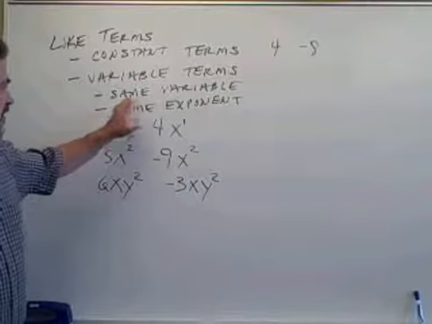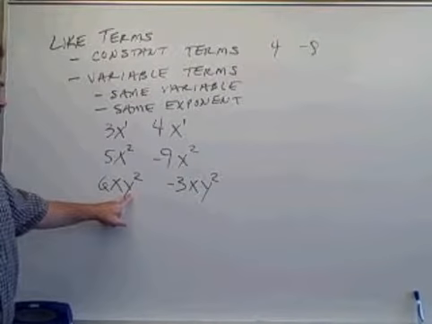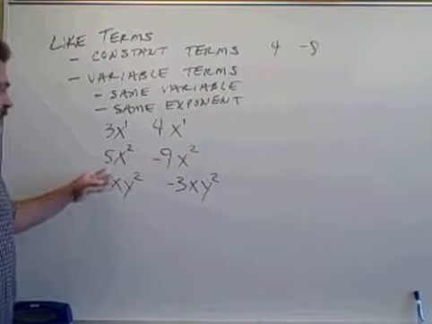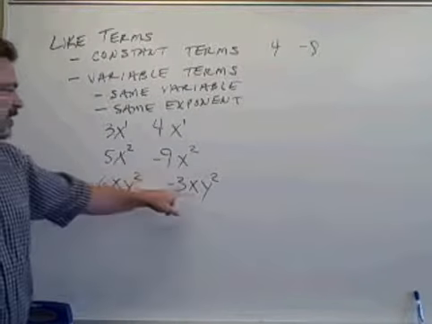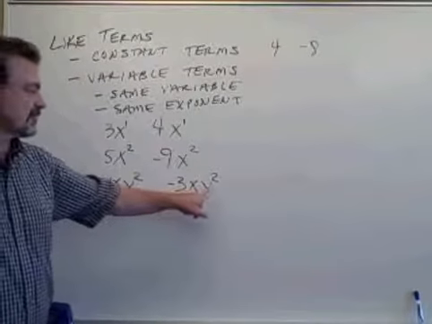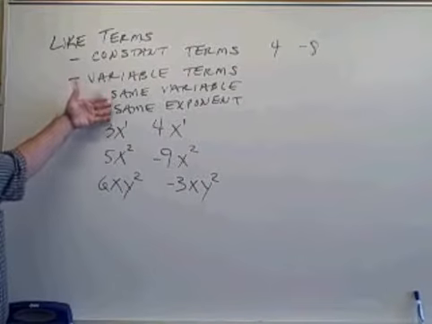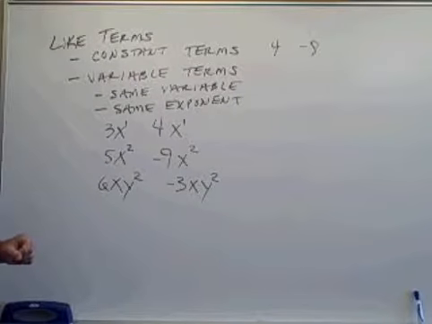These terms would be considered to be like terms. They're variable terms that have the same variable. X is here in this term. This term contains y variable. This term contains y variable. And those common variables have the same exponent. It's the first power here for x, first power here for x, second power here for y, second power here for y. So both conditions are met. Those terms would be considered to be like terms.